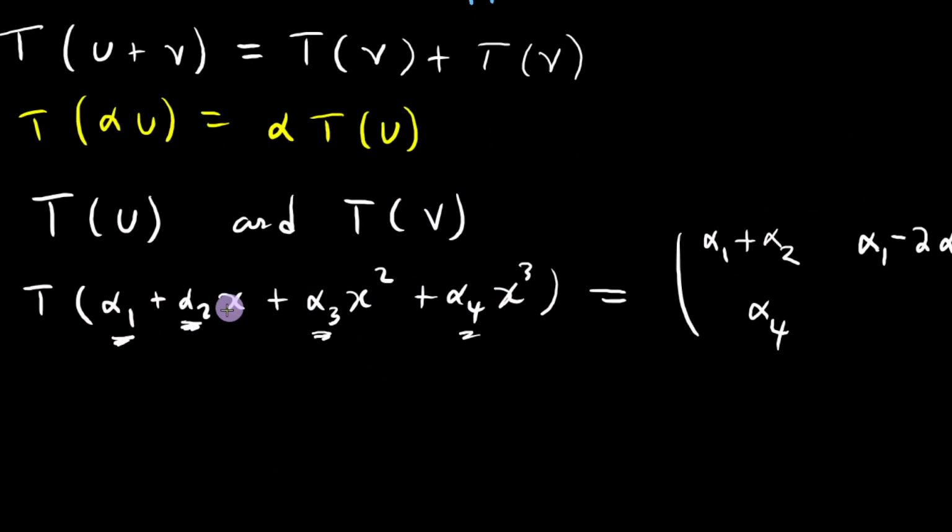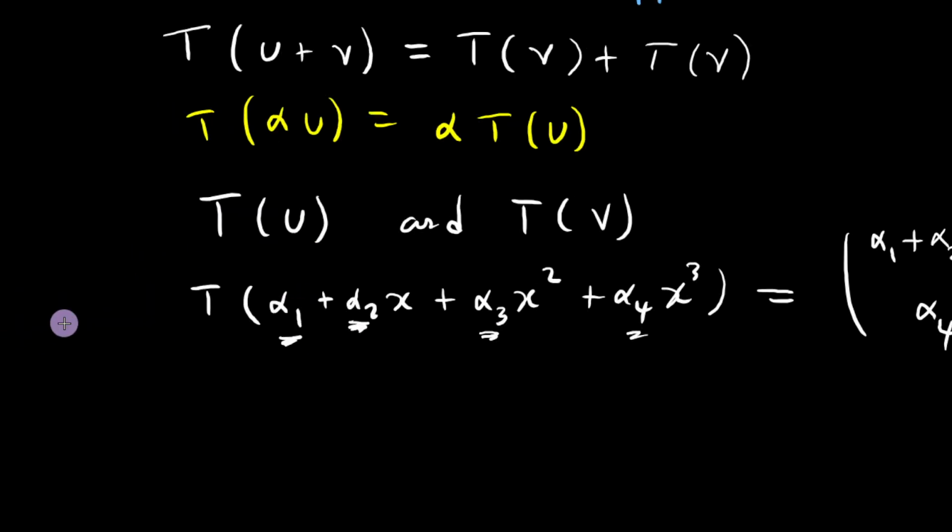So b is the coefficient of x, which is alpha 2 in this case. The coefficient of x is alpha 2 and the coefficient of x to the power 3 is alpha 4. So we've found our transformation of u. I will write it here. This is the transformation of u, which is equal to this.